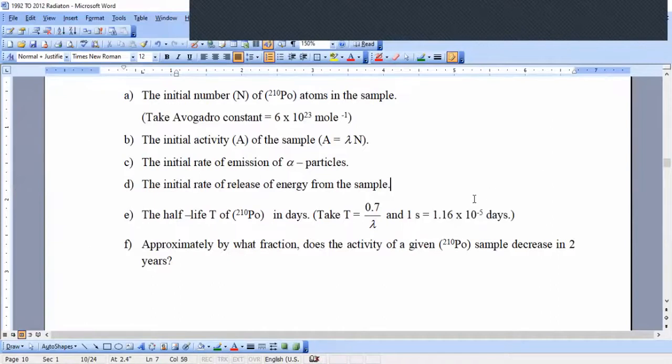1 second is equal to 1.16 into 10 to the power minus 5 days. So first of all, let's find the half-life in seconds. After that, we convert the seconds into days. I think that's much easier. So they have given the half-life equation. I don't like this, but they have given it. It's better if professors stop giving the equations, because students must be able to remember at least a few of the equations. Unfortunately, they have given this equation. It's not a good thing, right?